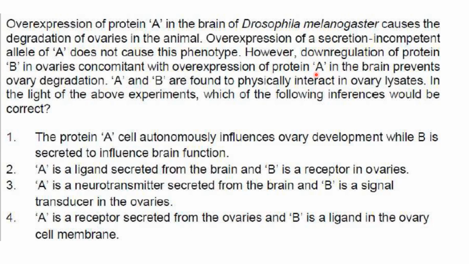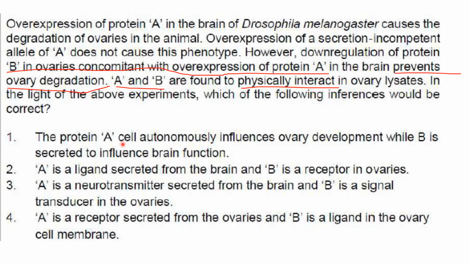That means there is some connection between B and A. A and B are found to physically interact in the ovary lysates. So that is the point here that you have to remember. B in ovaries with concomitant overexpression of protein A prevents ovary degradation, and they physically interact in the ovary lysate. In the light of the above experiments, which of the following inferences would be correct?